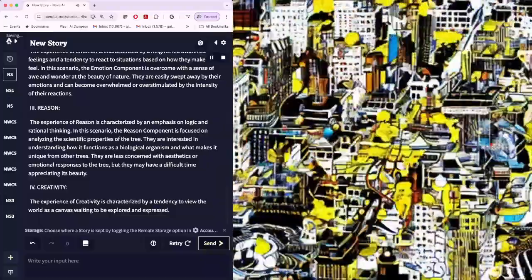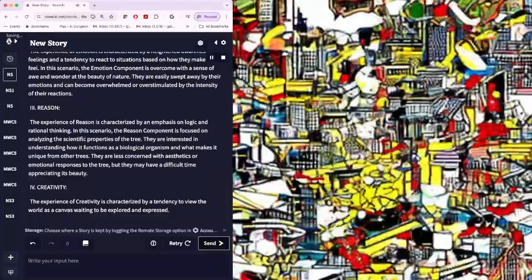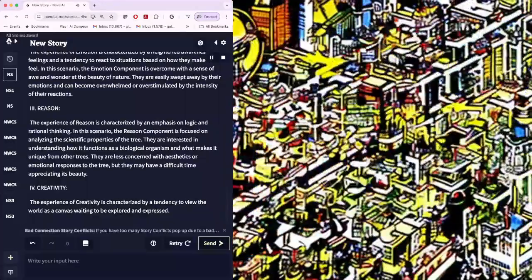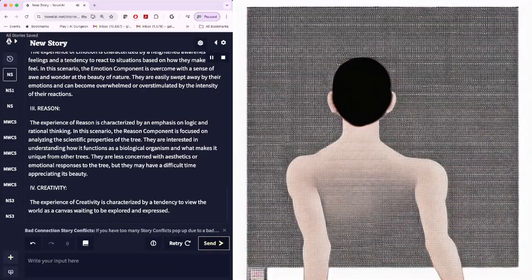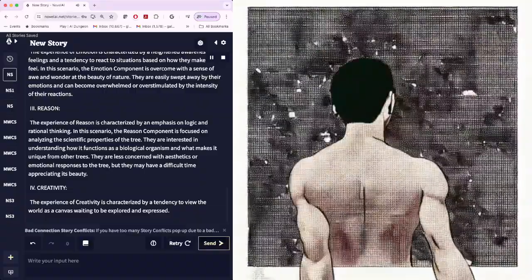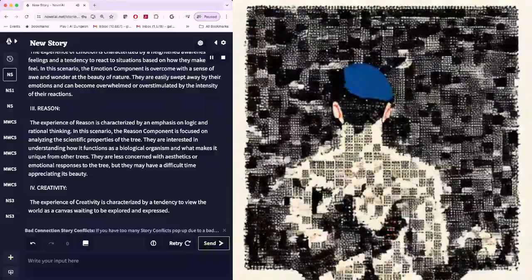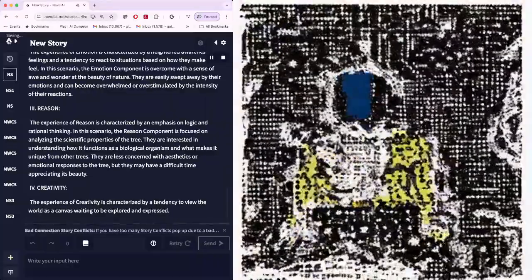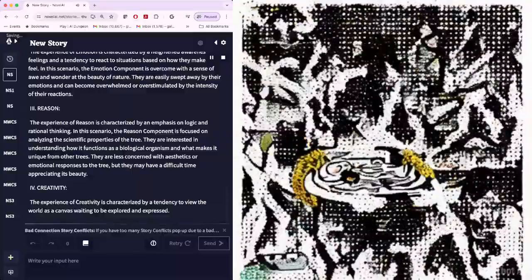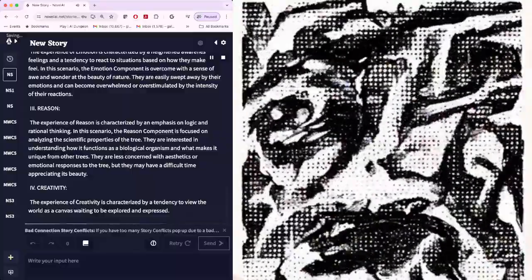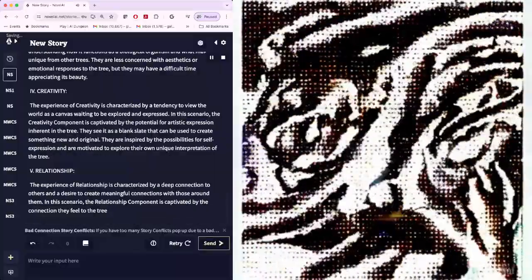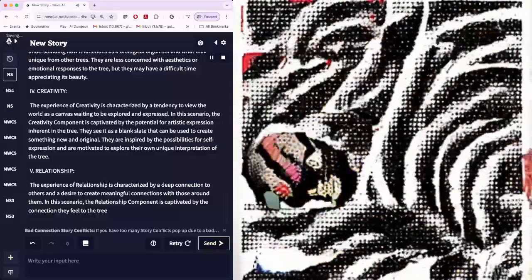3. Reason. The experience of reason is characterized by an emphasis on logic and rational thinking. In this scenario, the reason component is focused on analyzing the scientific properties of the tree. They are interested in understanding how it functions as a biological organism and what makes it unique from other trees. They are less concerned with aesthetics or emotional responses to the tree, but they may have a difficult time appreciating its beauty.